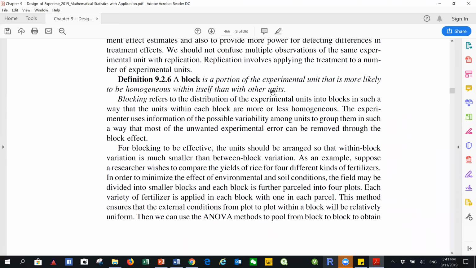So using blocks, we can group the units that are more or less homogeneous. Okay. Because the experimenter uses information about possible variability among the units to group them in such a way that most of the unwanted experimental errors can be removed through the block effect. Okay. Let me see.